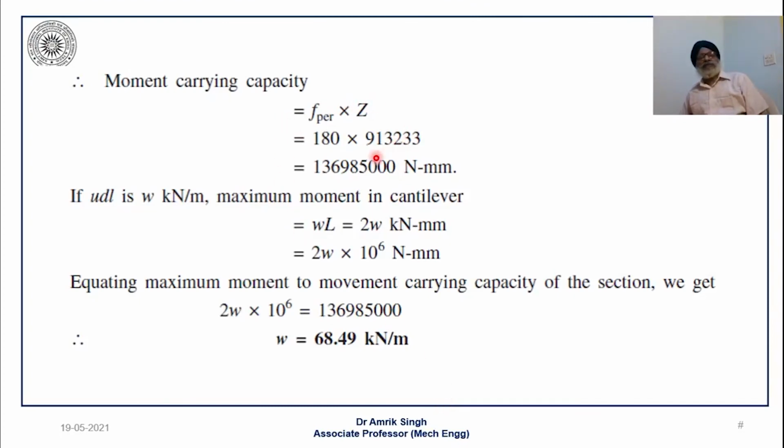So the moment carrying capacity we have calculated, and the critical stress is given. If the UDL is W kilonewton or Newton per meter, then because it is a cantilever, it will have the maximum moment as WL square by 2, which is W into 2 into L. Because length is given as 2 meter, equating these two conditions you will get W is equal to 68.4. So this way you can calculate.